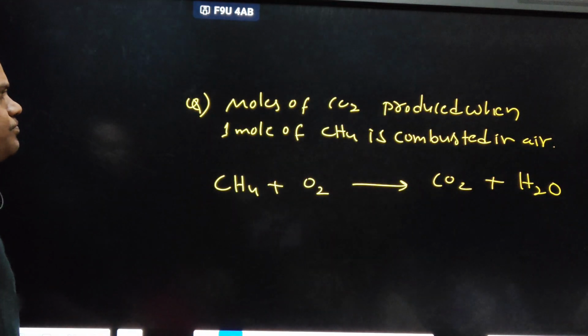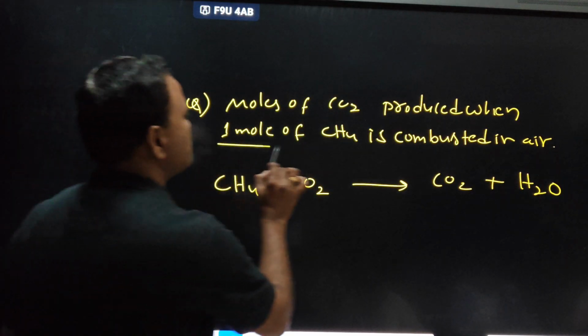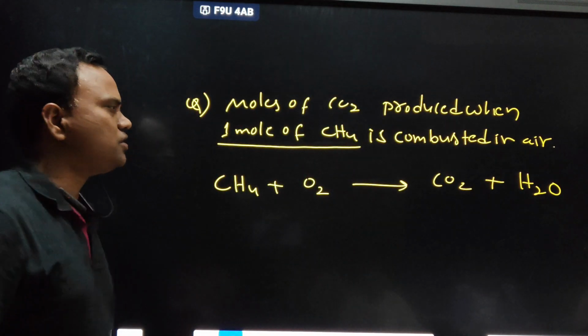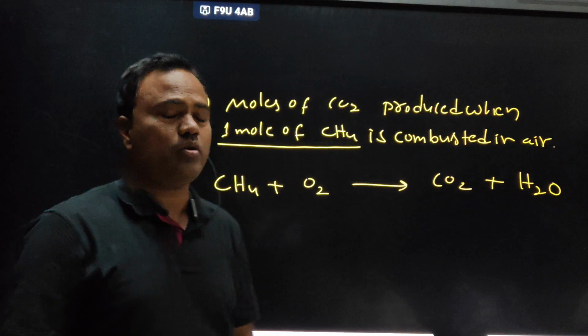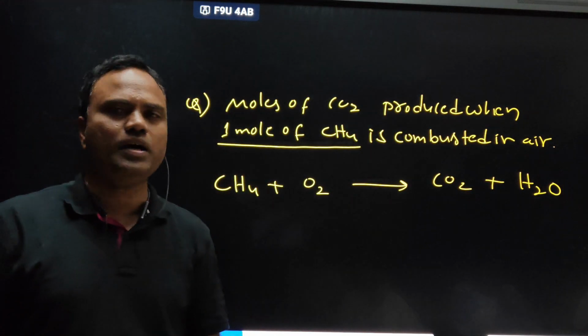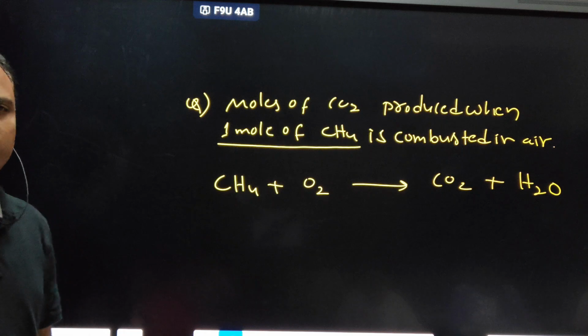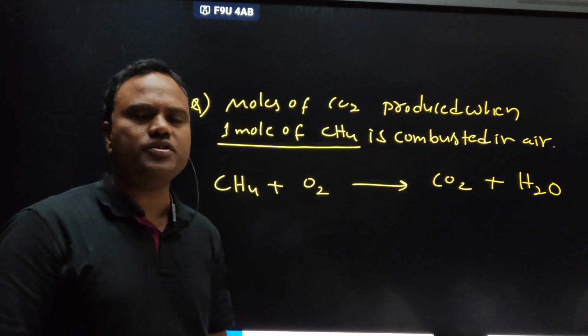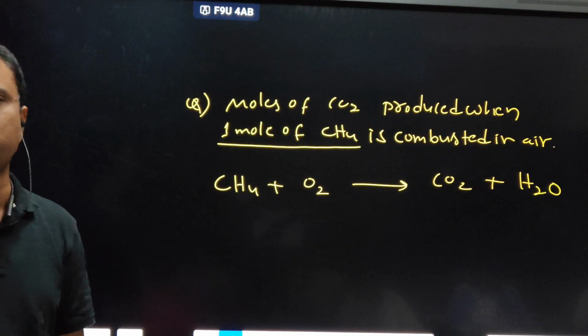What is the question? When we combust 1 mole of methane in the presence of air, how many moles of CO2 are produced? How to do it? Balance the equation. If we balance, then we'll get coefficients. Those coefficients only represent moles.